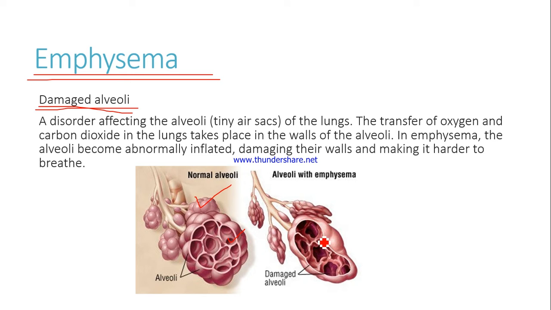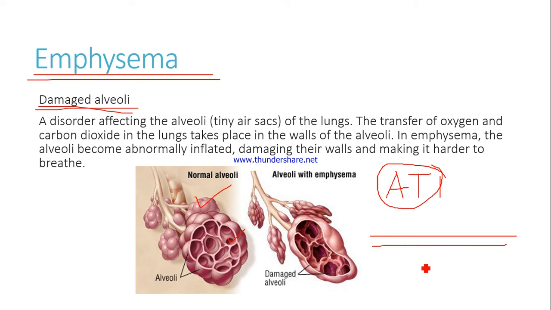Okay, so you see the wall of the alveoli becomes abnormally inflated, so that it is difficult to take breath. It means the alveoli is not able to do its own action. So there are two types of cells, type 1 and type 2 cells, in the alveoli. Basically type 1 cells are flattened squamous epithelial cells. As they are flat, it is very easy for gas exchange.